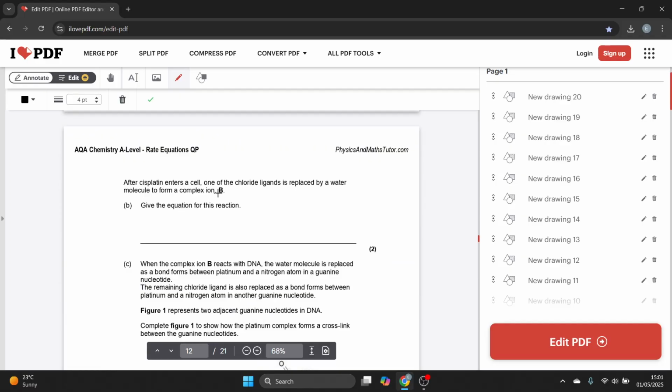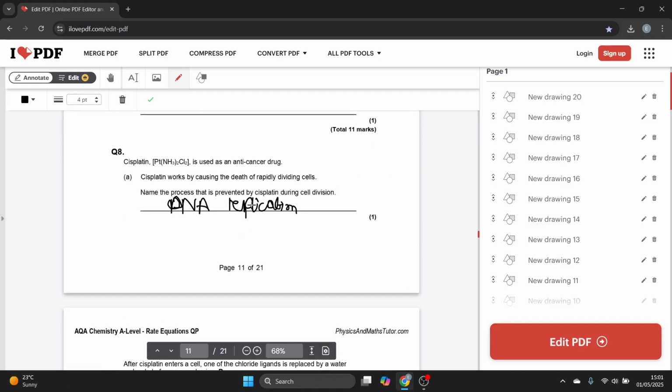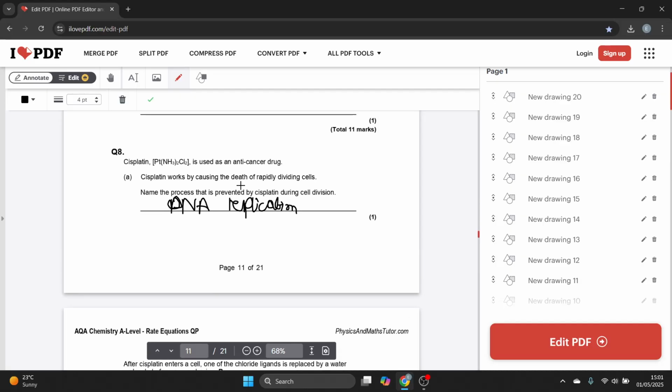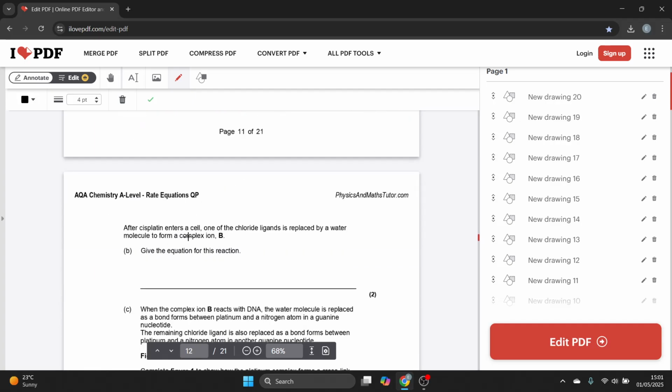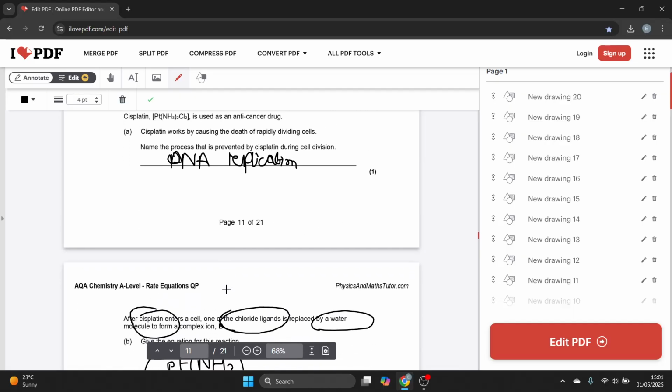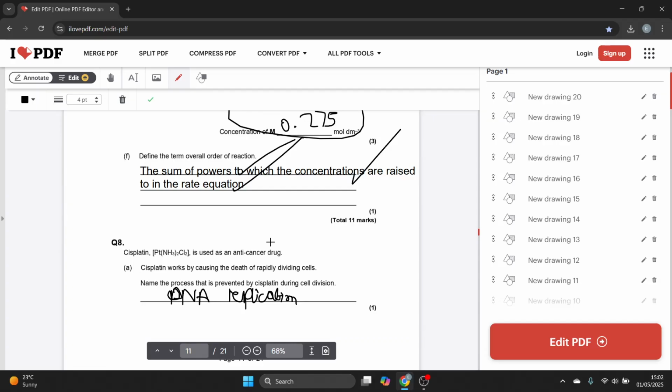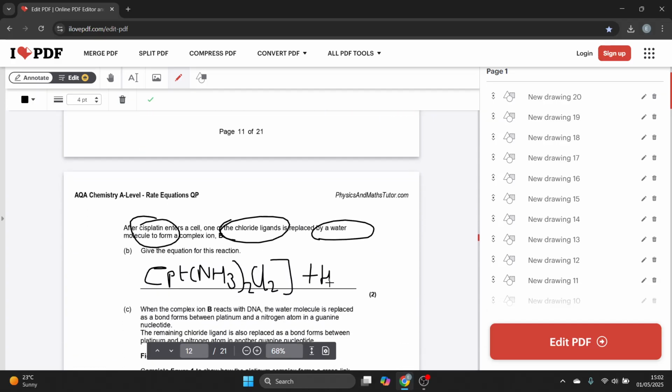After cisplatin enters the cell, one of the chloride ligands is replaced by a water molecule. So after cisplatin enters the cell, you've got cisplatin, and then you're adding water and you're forming a complex ion where one of the chloride ligands is replaced. You're overreacting about what you need to actually do. All it's really saying is cisplatin enters the cell, you're adding water and forming a complex ion where one of the chloride ligands is replaced.